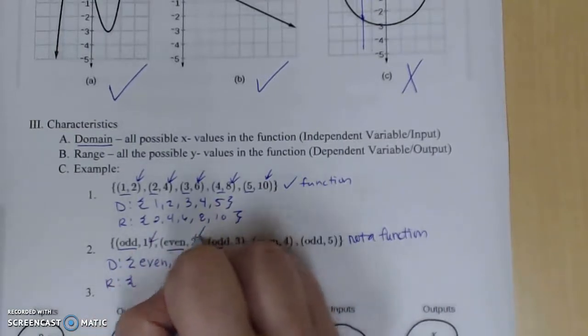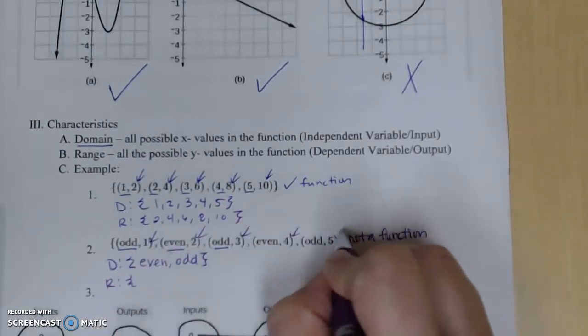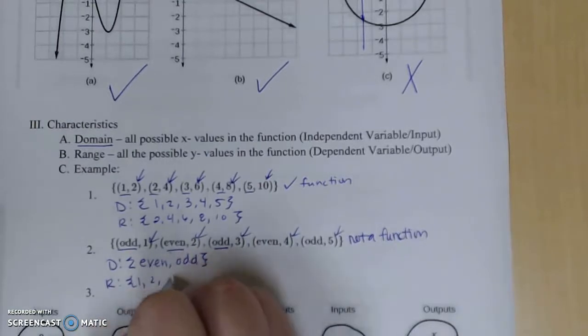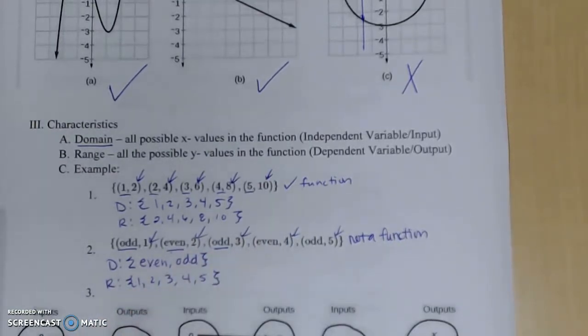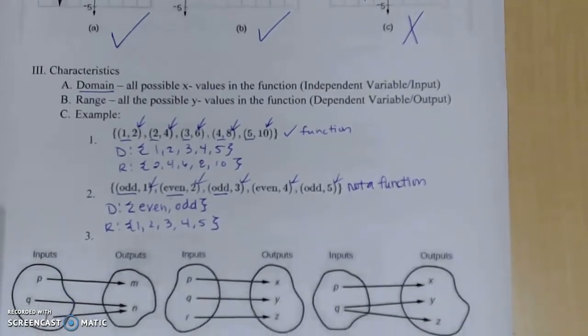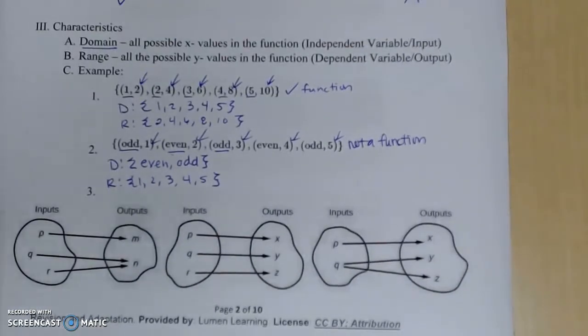Range-wise, I'm looking at 1, 2, 3, 4, and 5. And again, I just put them numerically in order. And even if they exist more than once, when I'm listing out the set or the possibilities, I only list it once. Now, you might encounter some of these functions where it just talks about inputs and outputs.